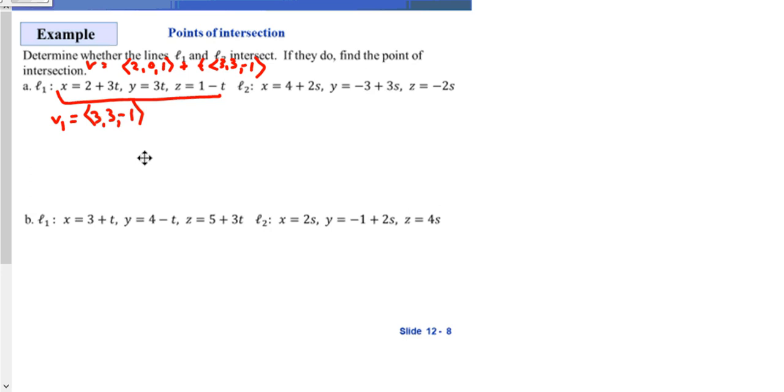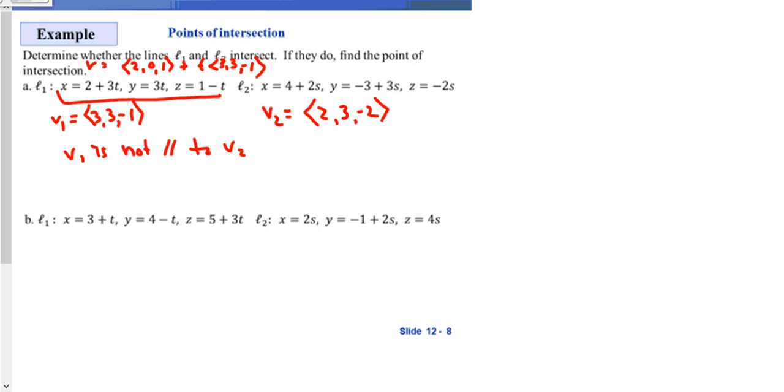So this is the vector parallel to line 1, and we know a vector parallel to line 2 will be the coefficients of the s. So 2, 3, negative 2. Okay, so we can see that V1 is not a constant multiple of V2. So V1 is not parallel to V2.